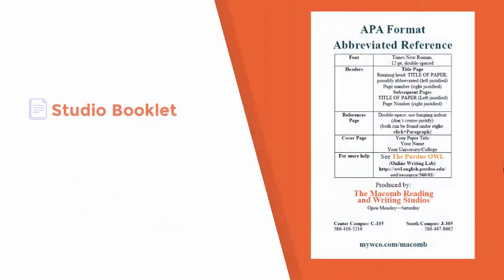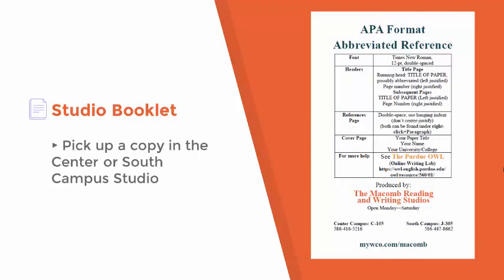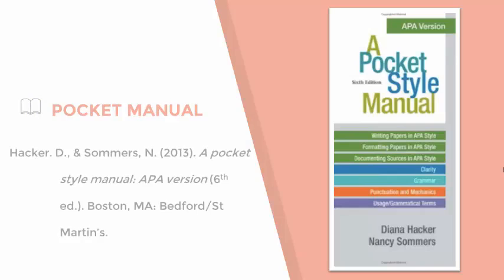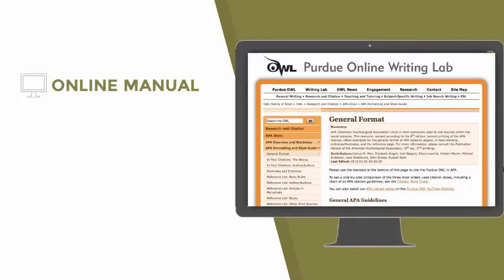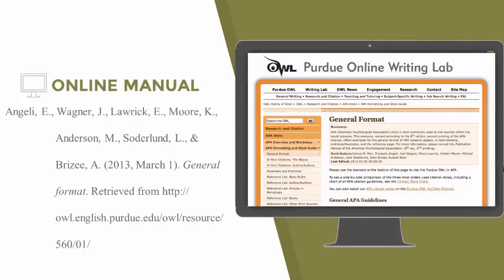Finally, let's talk about some guides available to you to help you with APA format. First of all, the studio-generated abbreviated reference. You can pick up a copy of one of these at Center or South Campus or download it from our website. Secondly, a pocket manual like the Diana Hacker version. A manual like this will help you figure out the rules to cite any kind of source. Finally, you can use the Purdue OWL Online Manual, which includes everything you need to format and cite appropriately in APA format.